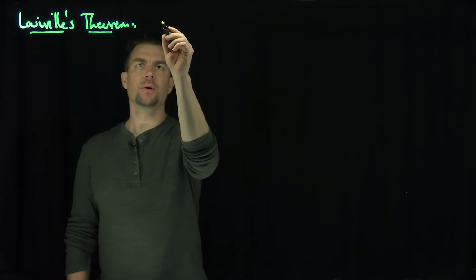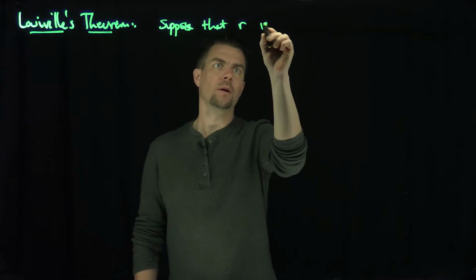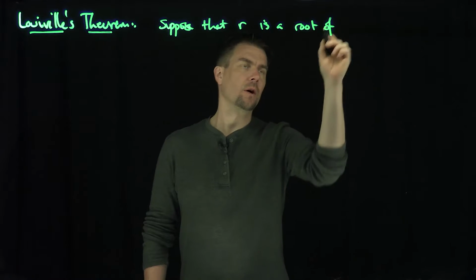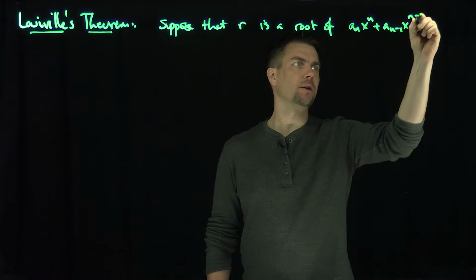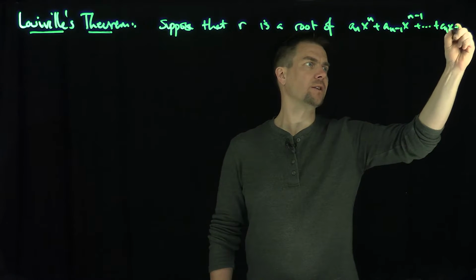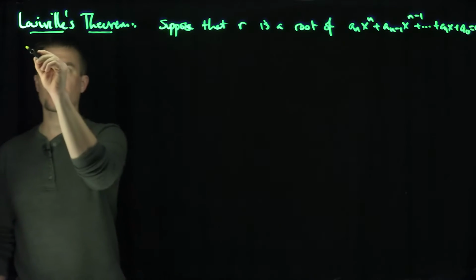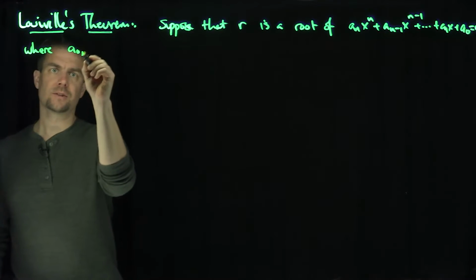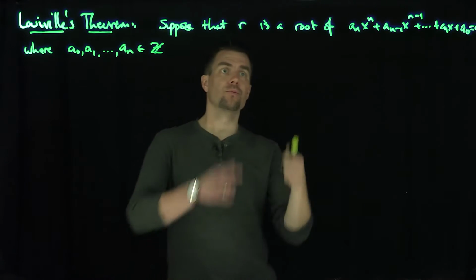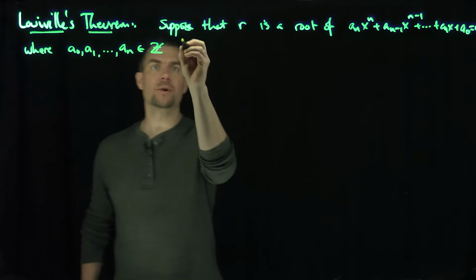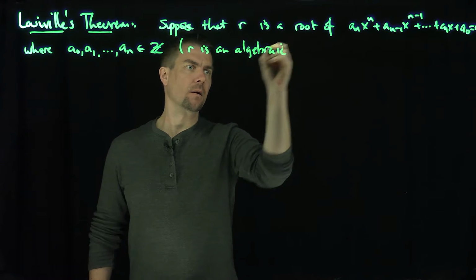It says, suppose that r is a root of this equation, a_n x^n + a_{n-1} x^{n-1} + ... + a_1 x + a_0 = 0. In other words, I gave you the solutions of a polynomial equation where the coefficients a_0, a_1, ..., a_n are integers, okay? So in other words, this root r is going to be an algebraic number, right? So here r is an algebraic number, okay?